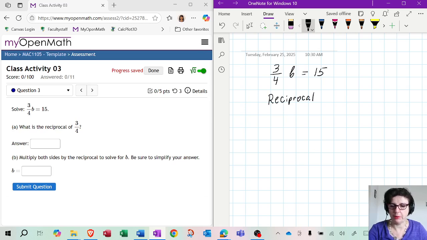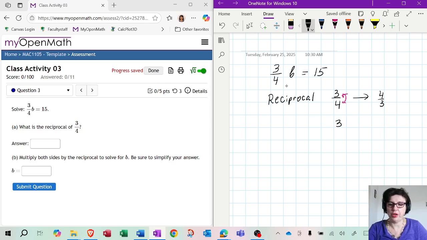So imagine you have something like 3/4. A reciprocal just switches the numerator and the denominator around. So you're just going to get 4 divided by 3. Okay. Now, sometimes what happens is, let's say they ask you, what's the reciprocal of, for example, just 3?